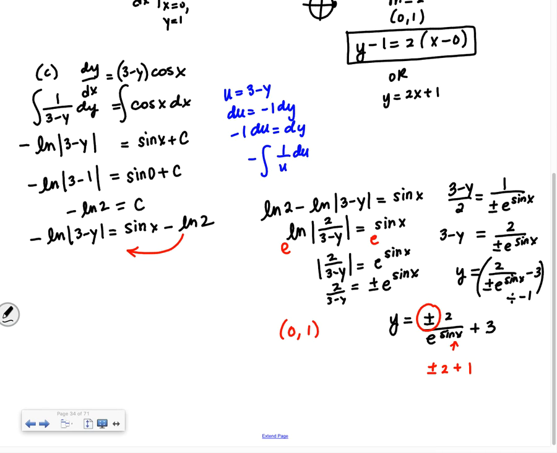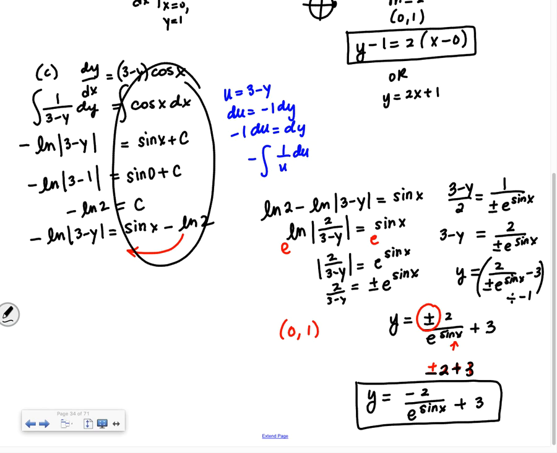Okay, plus 3. So I want to be able to plug in and get a 1 out, right? So I have negative 2 plus 3. That will give that to me. So I need a negative. So it needs to be y equals negative 2 over e to the sine of x, and then all plus 3. Okay, and recently the AP test has been going to more of these negative answers just to make sure that you did have the plus or minus in there. So a lot of times you don't get that last point because you just forget to write the plus or minus.